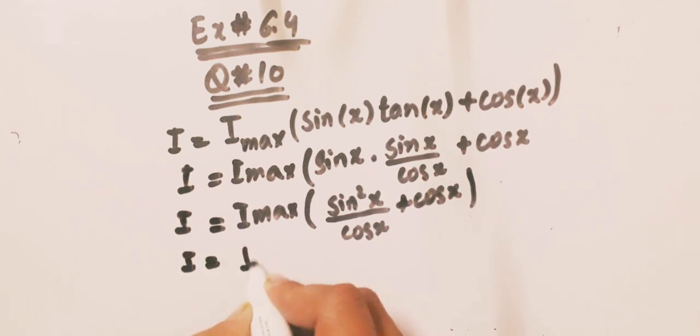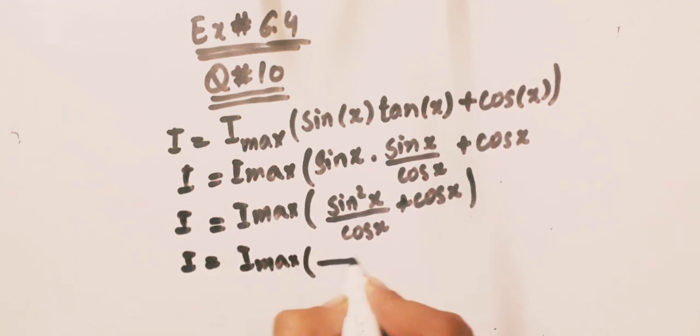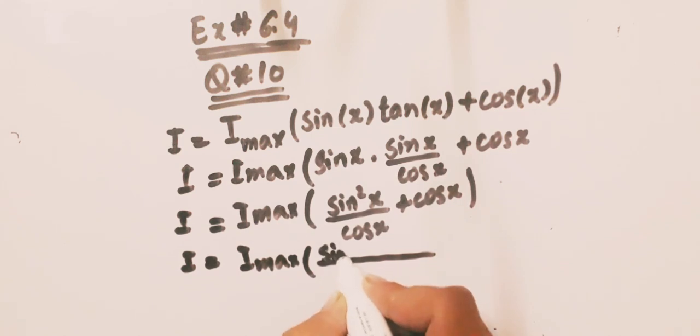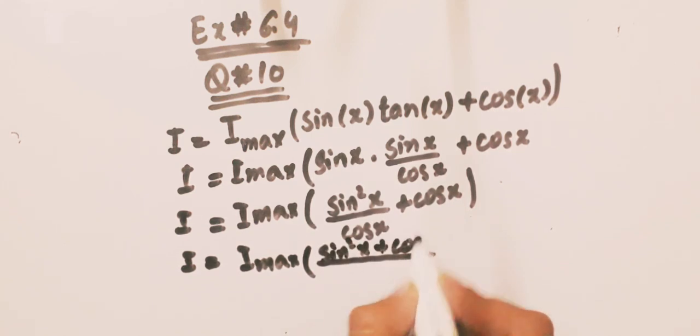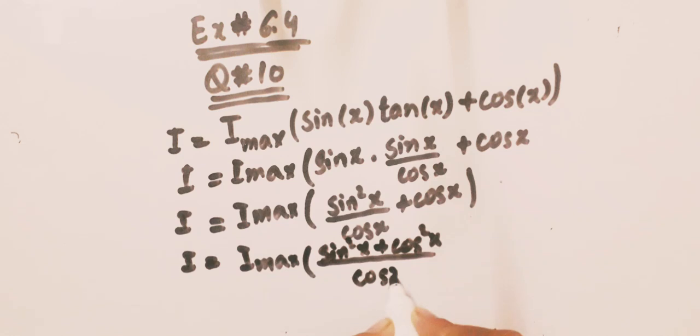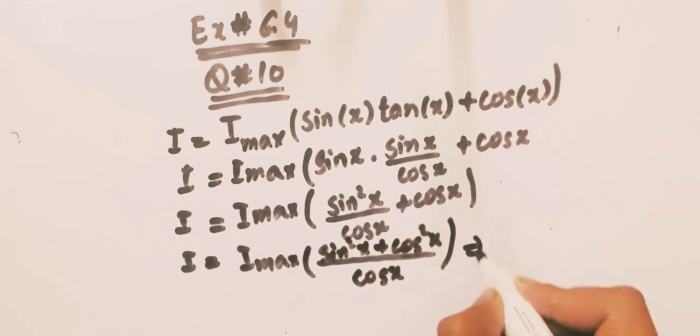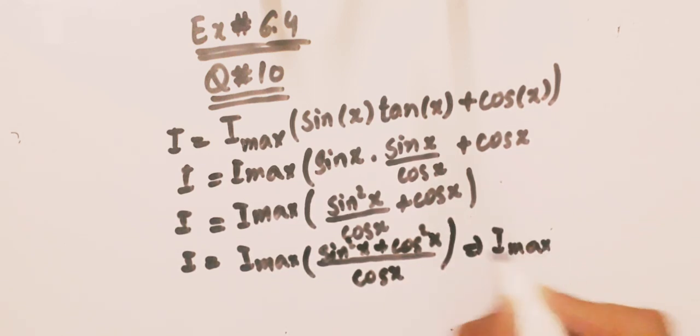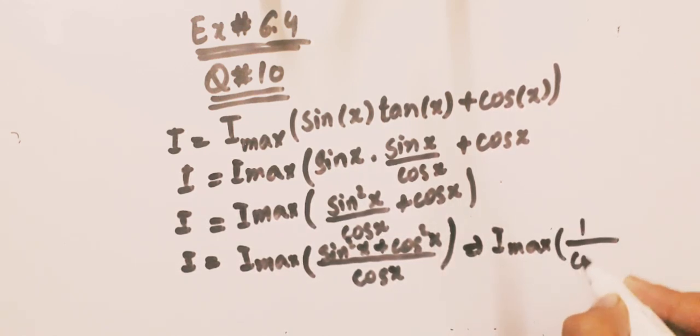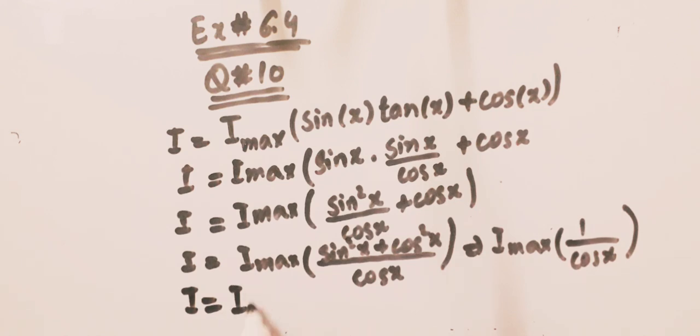By taking LCM, we have sin square x plus cos square x over cos of x. So this will become I maximum, and sin square x plus cos square x is equal to 1. So 1 over cos of x. So cos is the reciprocal of secant x. So I is equal to I maximum secant x. So this is the solution of this question.